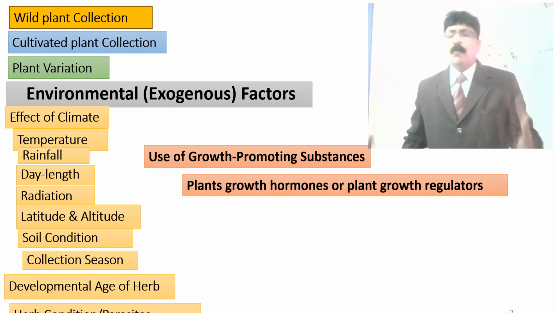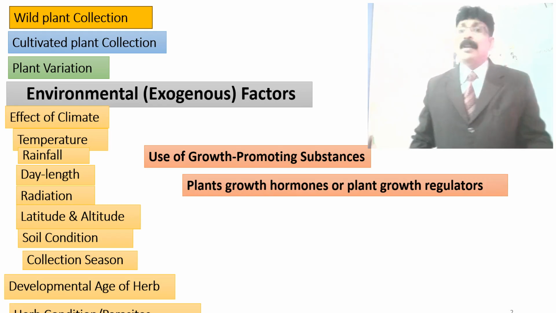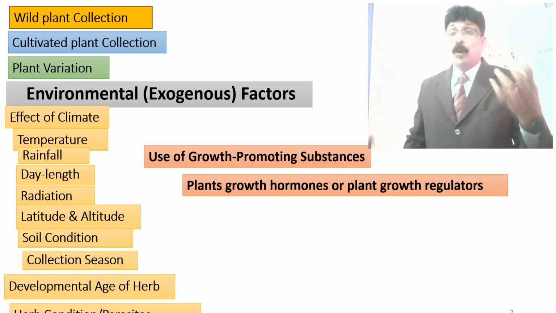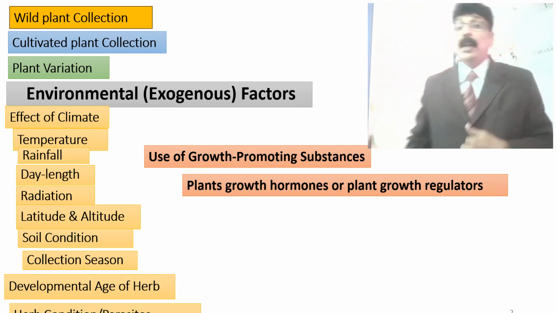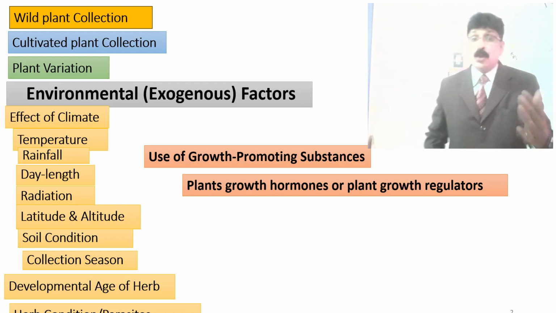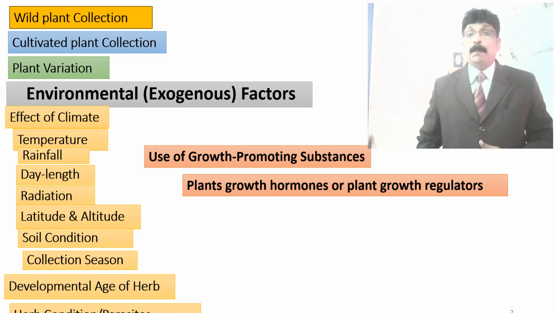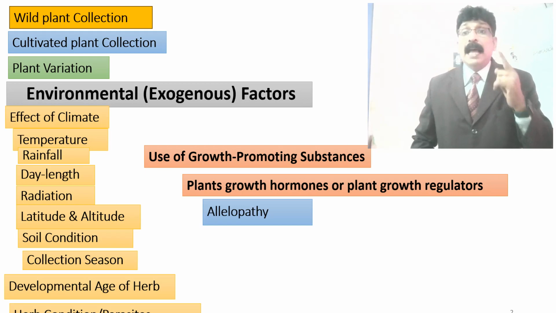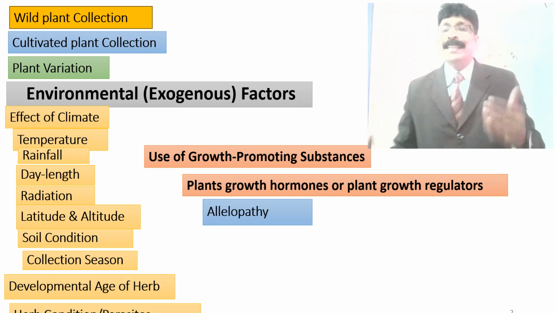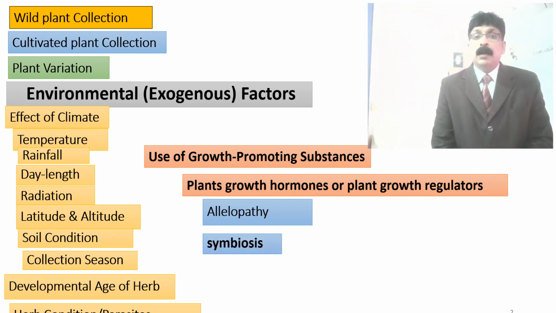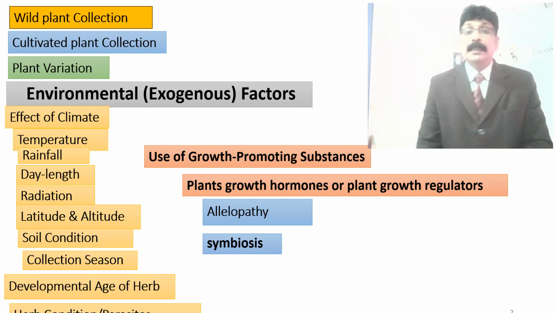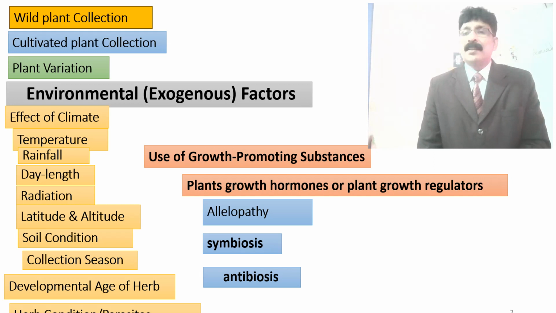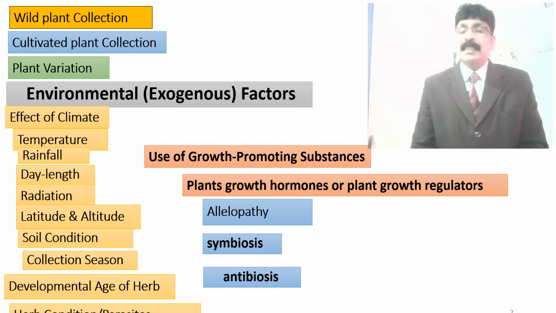different hormones and their chemical structure, we will discuss, or plant growth regulators, because some of them are growth inhibitors, some growth regulators, and cell dividing hormones. That's why plant growth regulators. We should also know what allelopathy is, how it influences plant growth, and in allelopathy, what is symbiosis and what is antibiosis. So all these things we are going to discuss today.